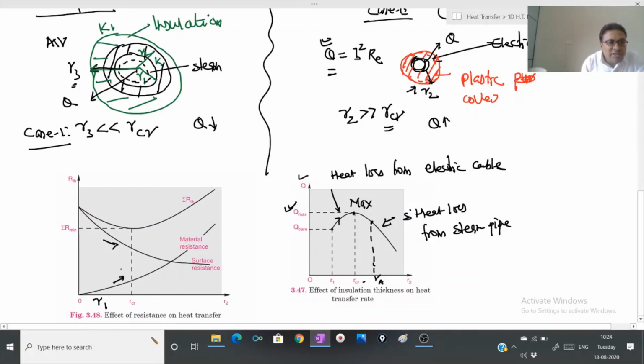So as a result of this, the total thermal resistance of the cylinder and insulating material system decreases. So heat transfer rate increases in this zone. At the critical radius of insulation, total thermal resistance is minimum, so heat transfer rate will be maximum.